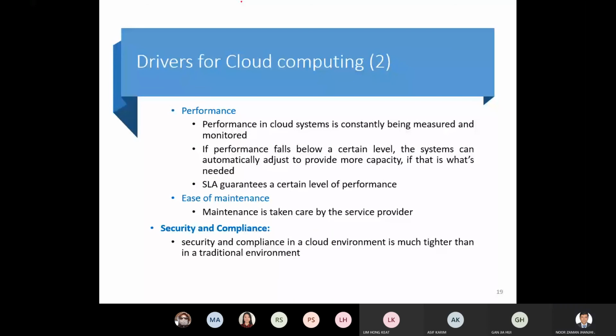Performance, ease of maintenance, security and compliance. These are a few more. Security is not your problem. That's a problem of the cloud. Maintenance is not your problem. That's a maintenance problem of the cloud.